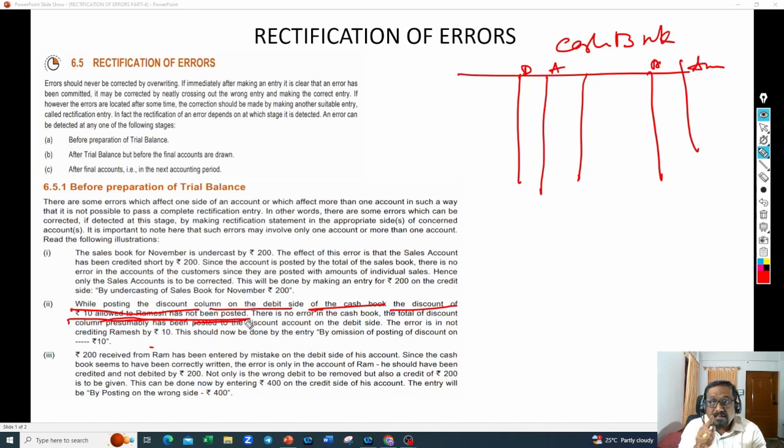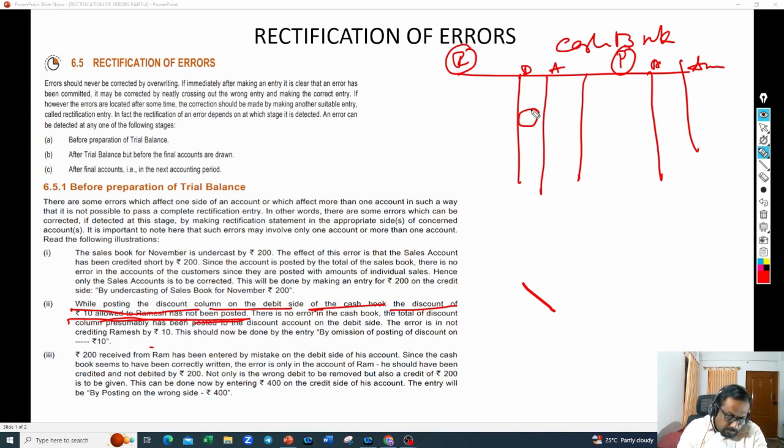If you don't get an answer, please refer back to my video. I explained very, very clearly. When do we allow discount to the people? When we receive the cash. So in the cash book, debit side is called receipt side, credit side is called payment side, right? So when do we allow the discount? When we receive the payment. So on the debit side, we are supposed to write the discount amount. We forgot to write. That is what he is saying.